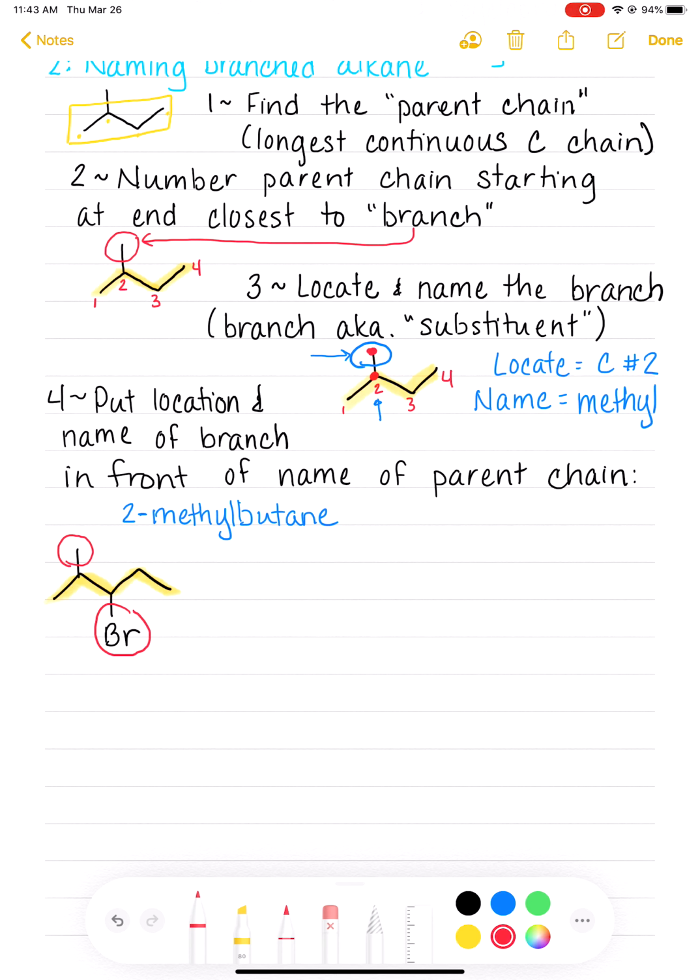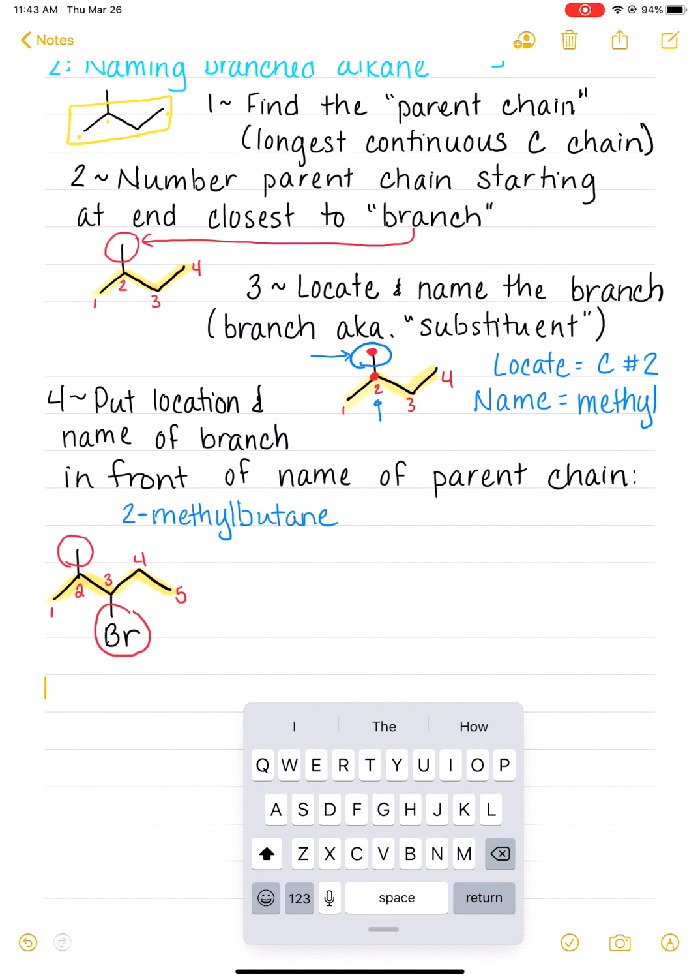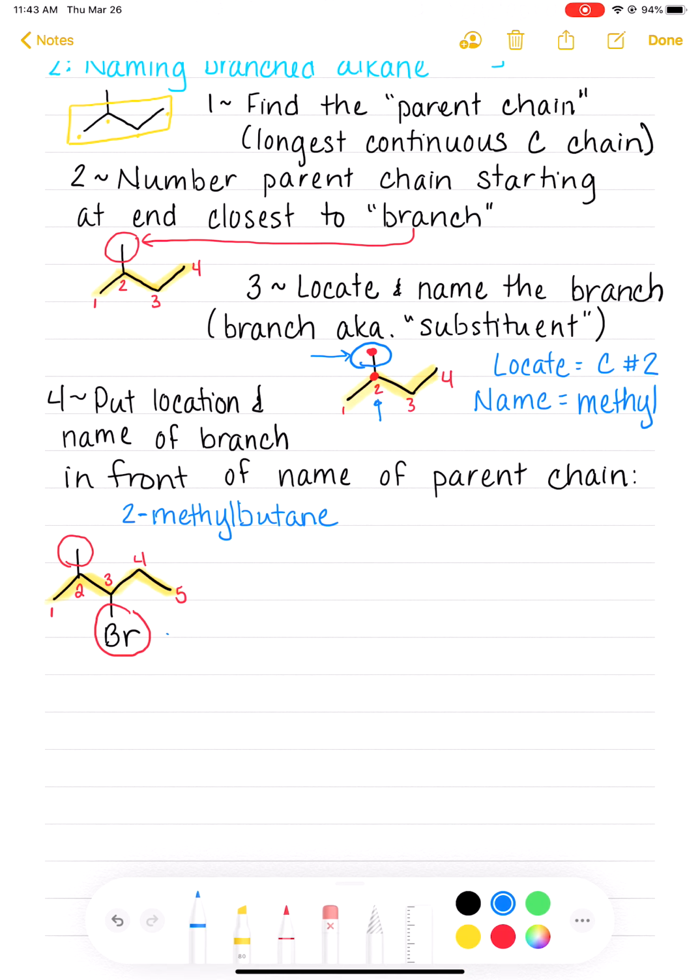Our 2 branches are closer to the left side of the molecule than to the right side of the molecule. So that means we want to start numbering on the left side, and we want to number from left to right. 1, 2, 3, 4, 5. So there is our parent chain. And so once we get the parent chain numbered, the next thing that we want to do is locate and name our substituents. Let's start with the little guy down here, this guy.